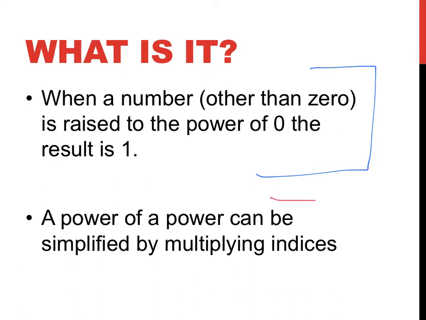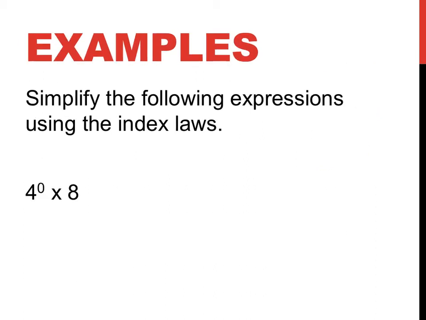A power of a power can be found out by multiplying indices. We're going to have a look at these two things in this tutorial. Simplify the following expressions using index laws.